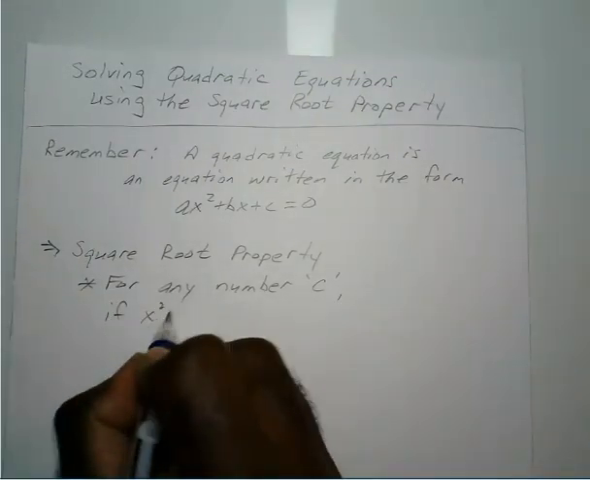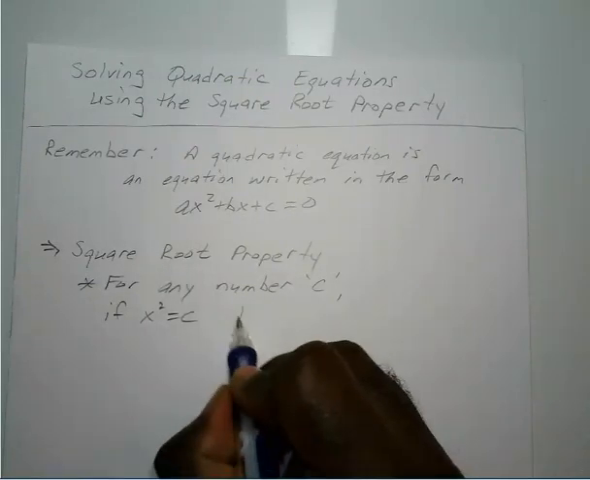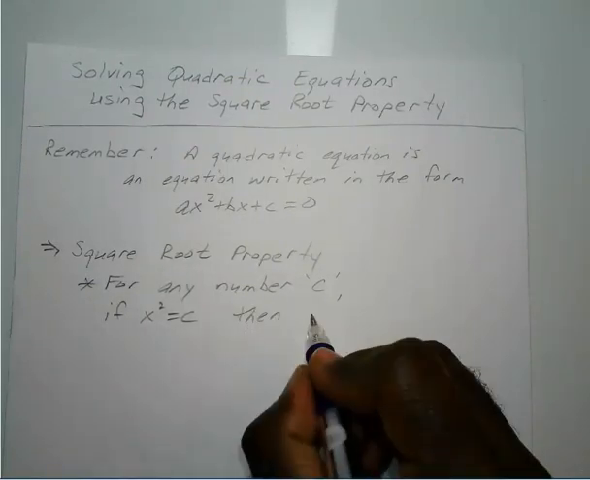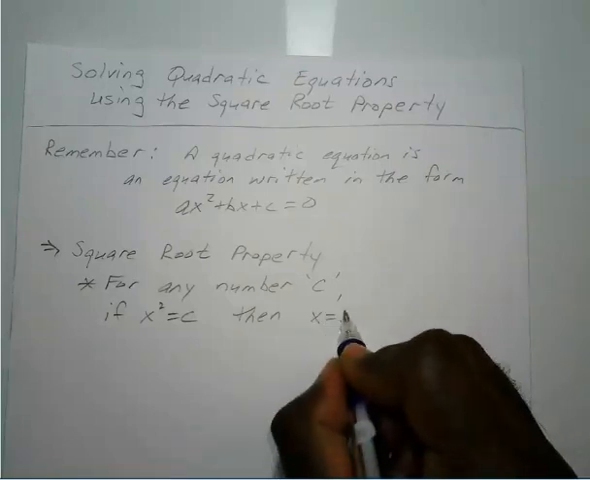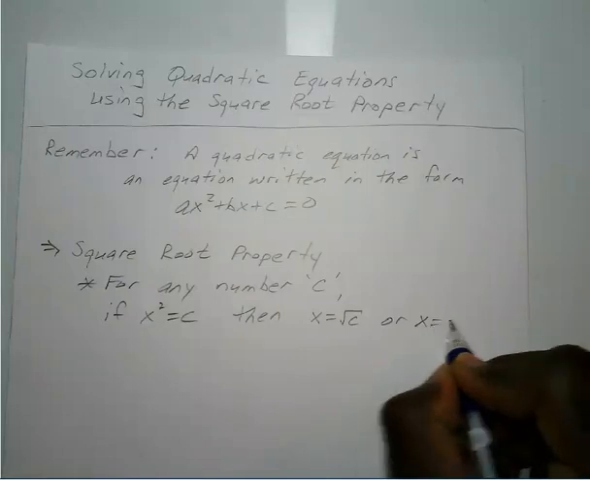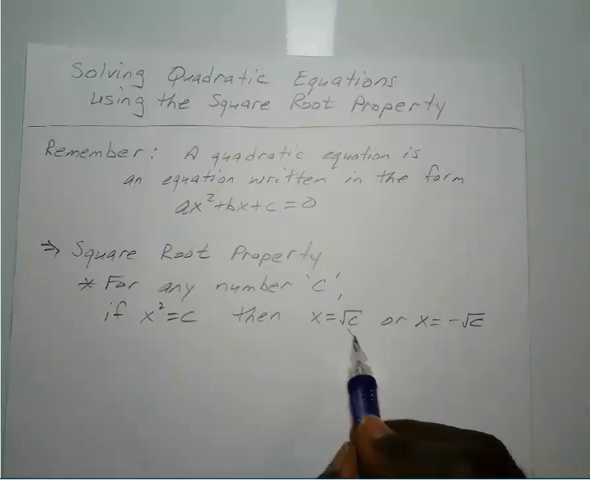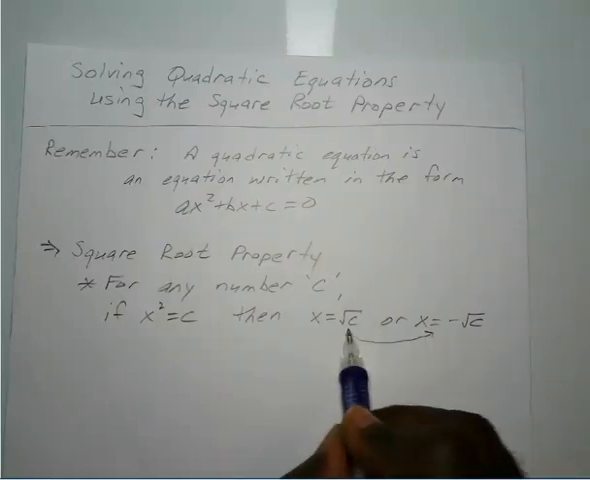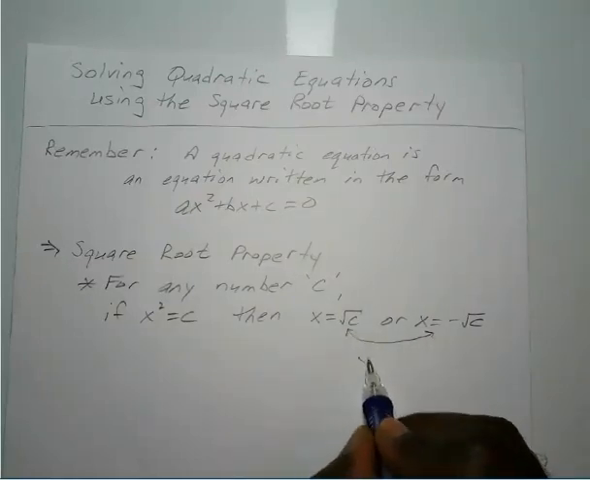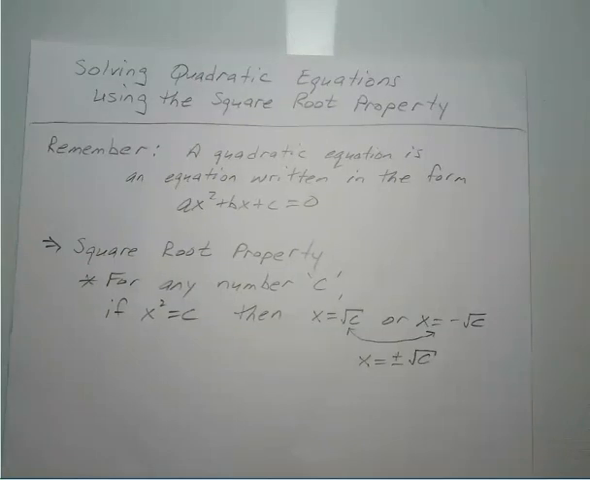If x squared equals c, then x equals square root of c, or x equals negative square root of c. And a lot of times they will combine these two, and they will just make it x equals plus or minus square root of whatever that c value is.